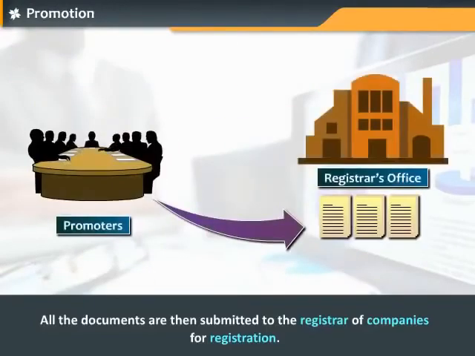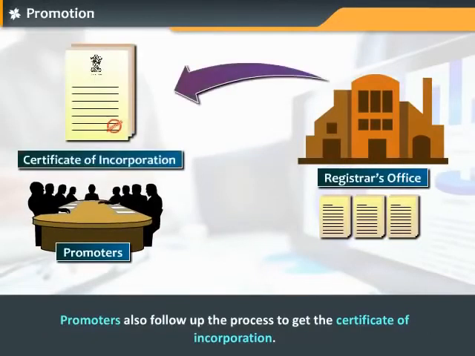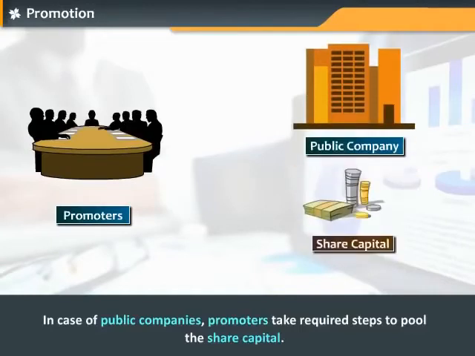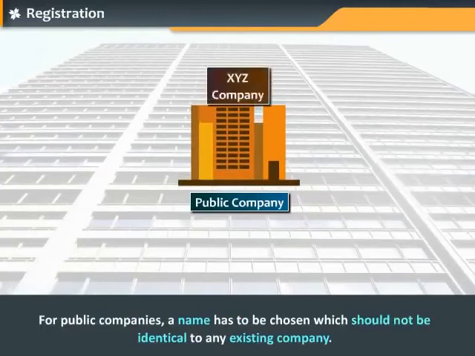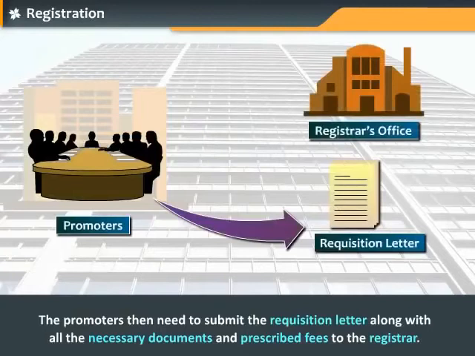All the documents are then submitted to the Registrar of Companies for registration. Promoters also follow up the process to get the certificate of incorporation. In case of public companies, promoters take required steps to pool the share capital. For public companies, a name has to be chosen, which should not be identical to any existing company. The promoters then need to submit the requisition letter, along with all the necessary documents and prescribed fee, to the registrar.